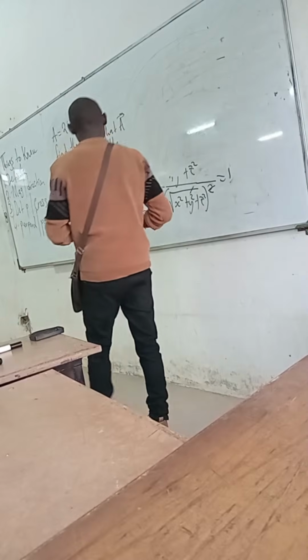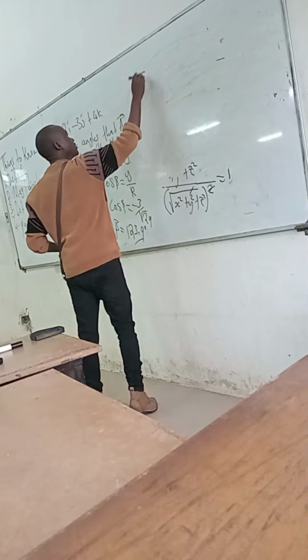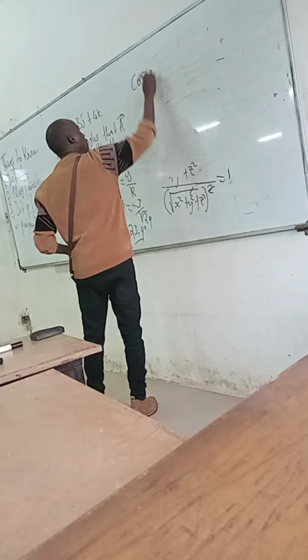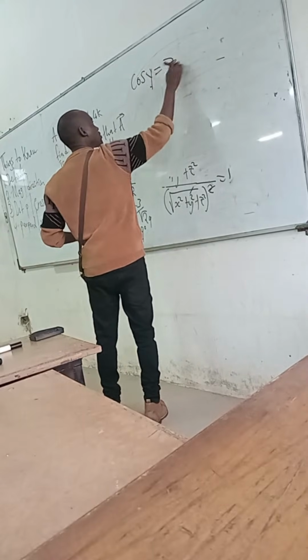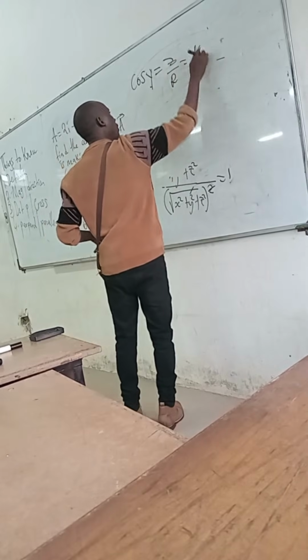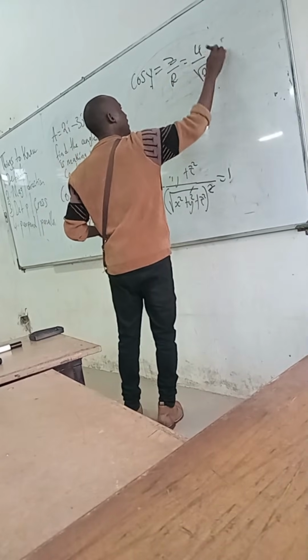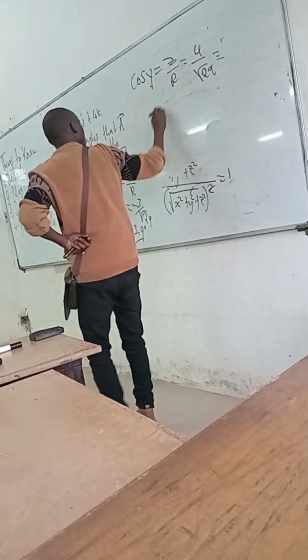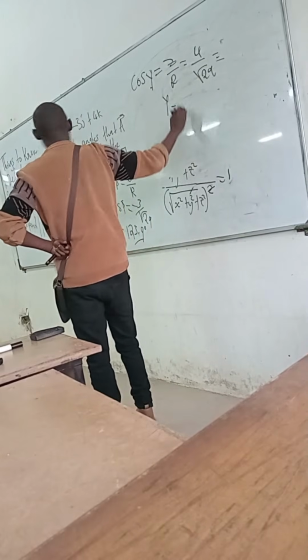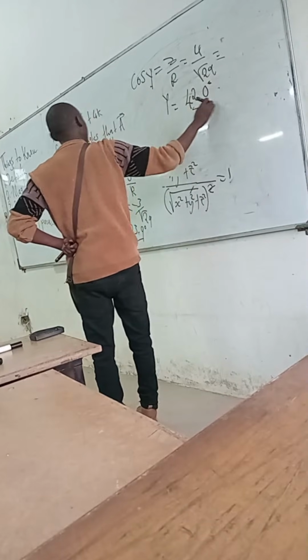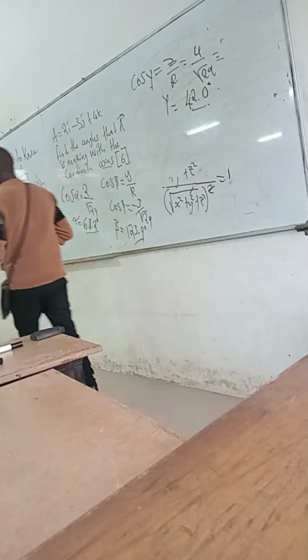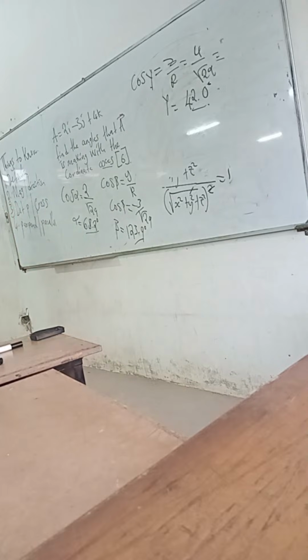So let's find cos gamma. Cos gamma equals the component of z over the same magnitude, so 4 divided by the square root of 29. What angle is it giving? 42.0 degrees. You've gotten your free 6 marks. Just do that.